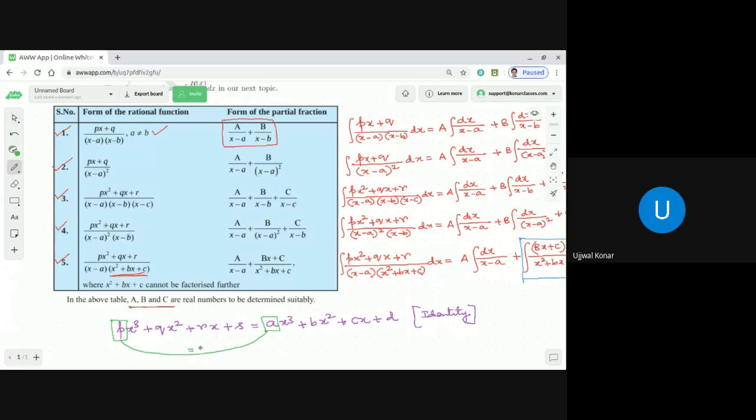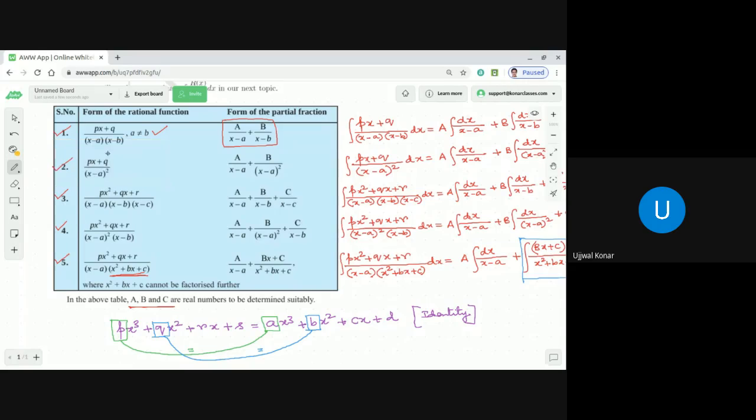Got it? Yes. The coefficient of x square in the left hand side, which is q, must be equal to the coefficient of x square in the right hand side, that is b. They have to be equal to each other. That's why I gave a different color, so that you can later make a distinction between what I'm talking about.